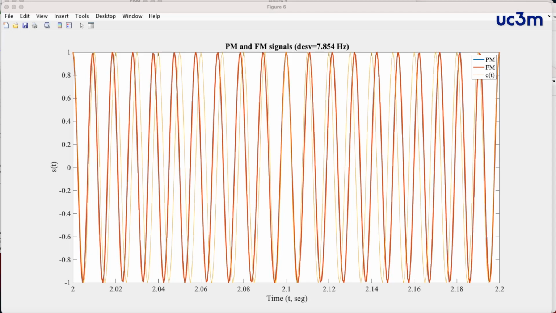This happens because, in fact, the two modulated signals are totally equivalent when the modulation indexes for these two modulations are equal. And this happens for a frequency deviation equal to 7.854 Hz, and it can be seen in this picture over here.